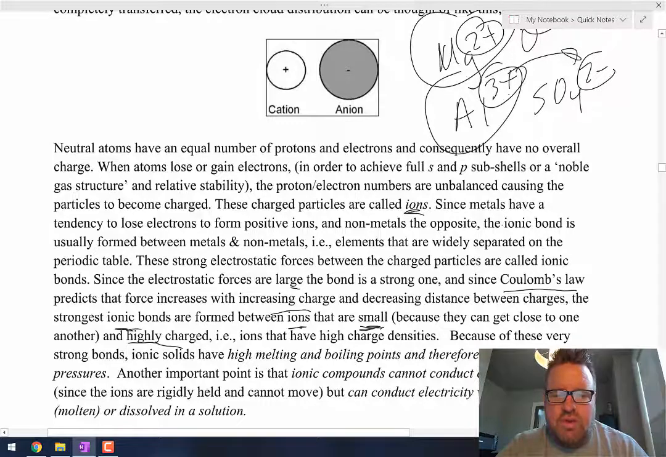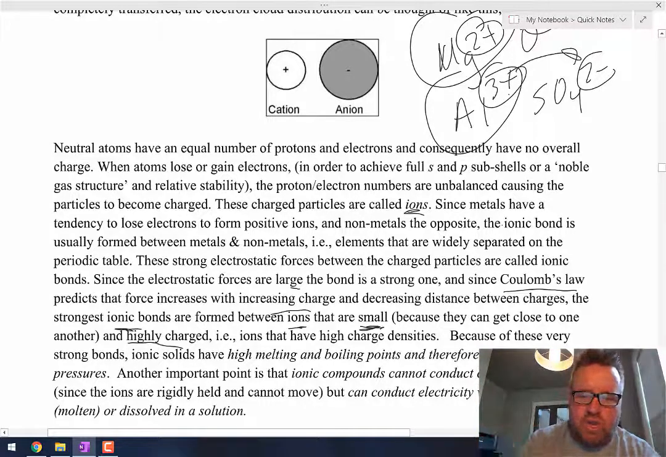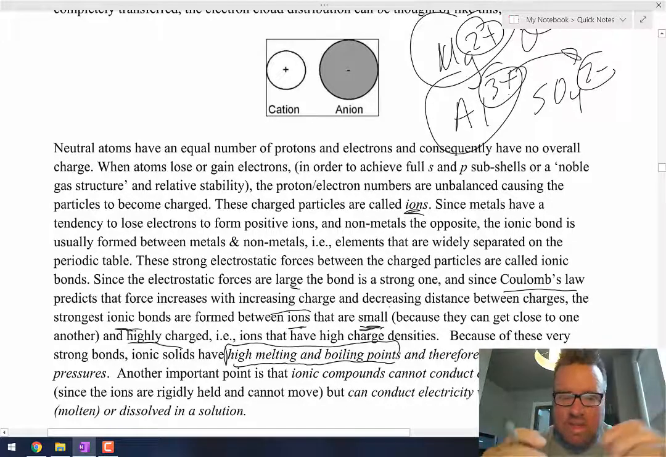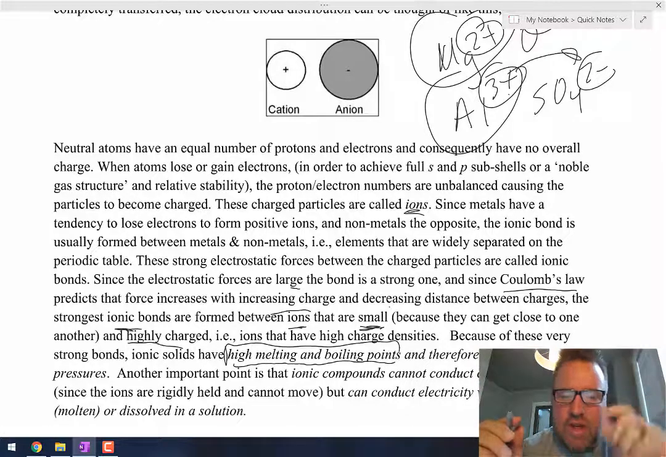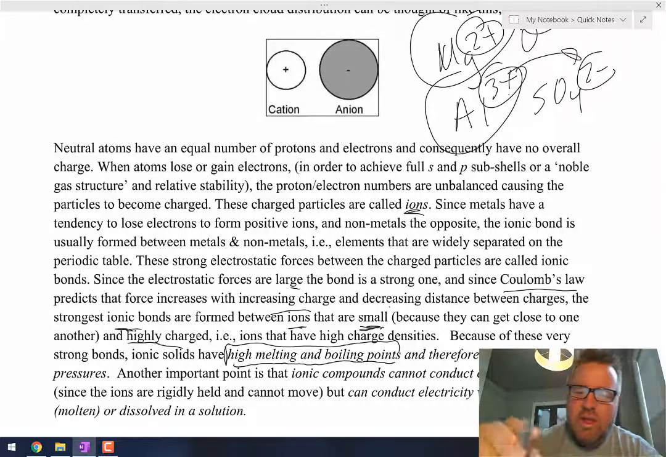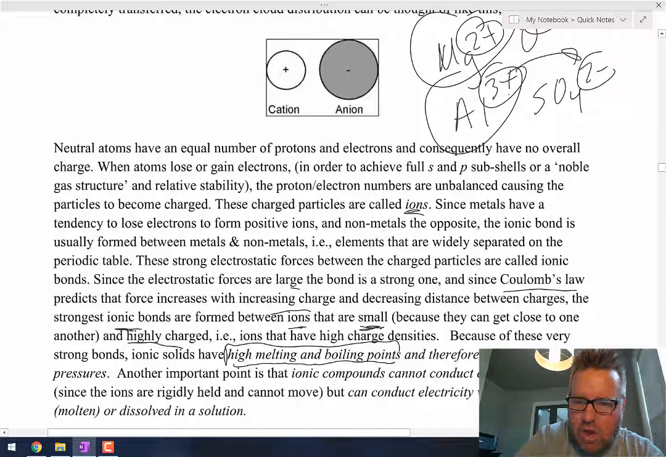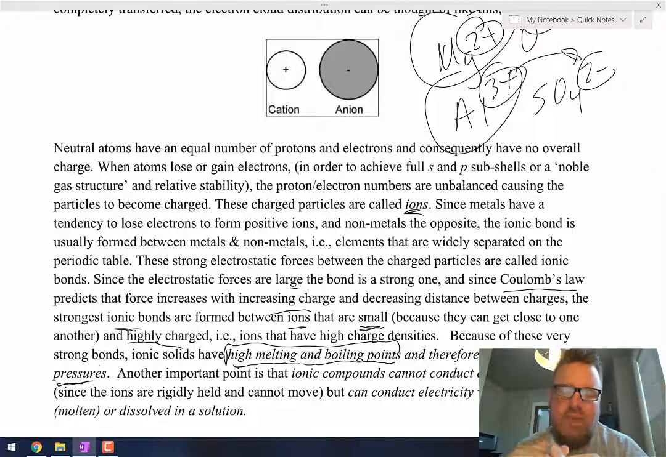So some of the things that you should know about ionic bonds is, first of all, they have very high melting and boiling points. It takes a lot of heat to melt an ionic solid, and even more heat to actually turn a liquid into a gas of something that is an ionic compound. Therefore they have very low vapor pressures. A vapor pressure is how much pressure is formed when that liquid does turn into a gas, compared to, say, a molecular compound.